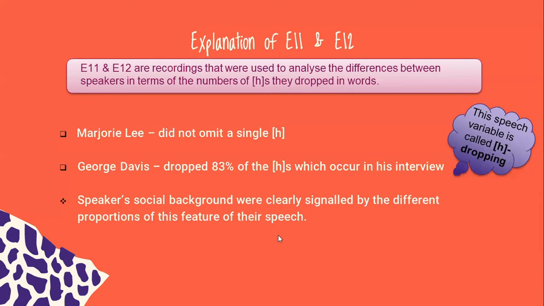So example 11 and example 12 are recordings that were used to analyze the differences between speakers in terms of the number of H's they drop in words. Marjorie did not omit a single H, but George Davis dropped 83% of the H's which occurred in his interview. So this speech variable is called H dropping, and speakers' social backgrounds were clearly signaled by the different proportions of this feature in their speech.